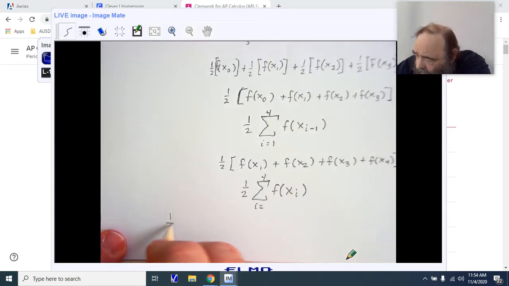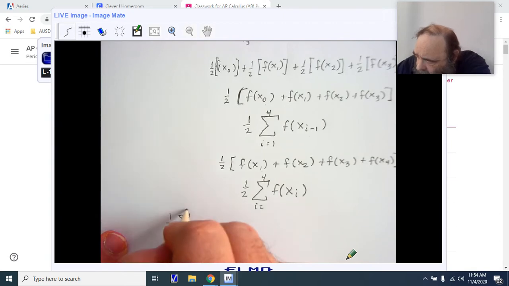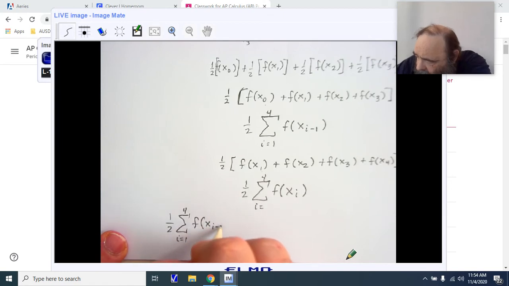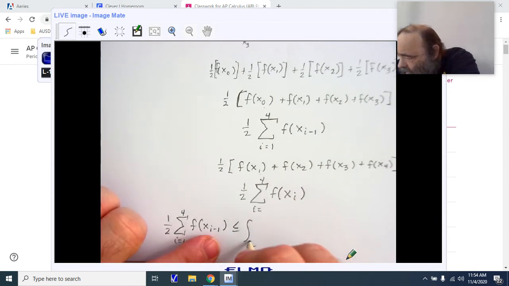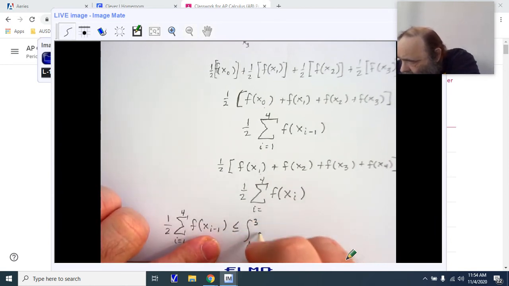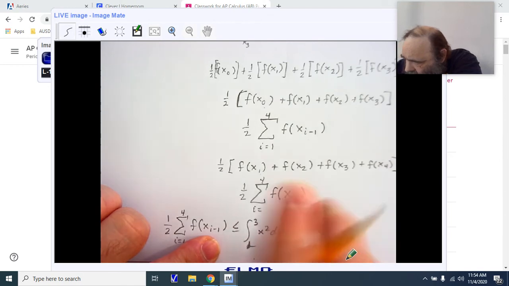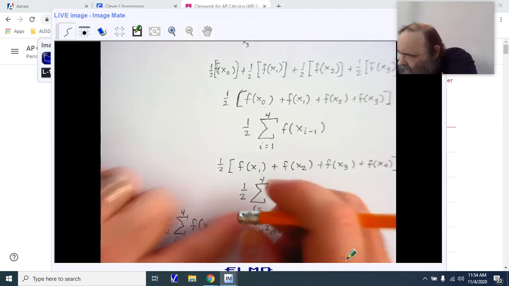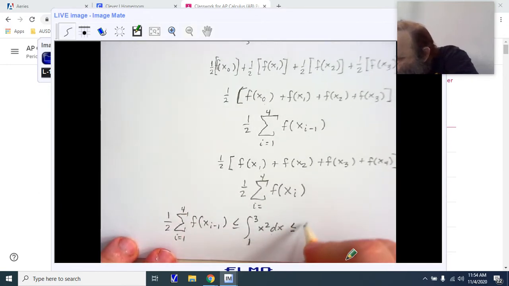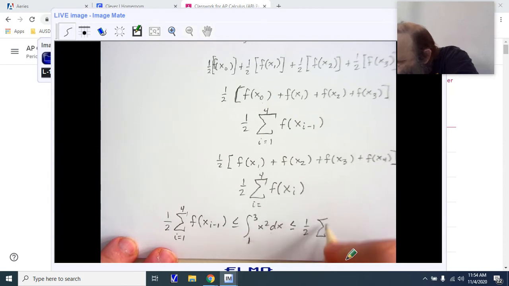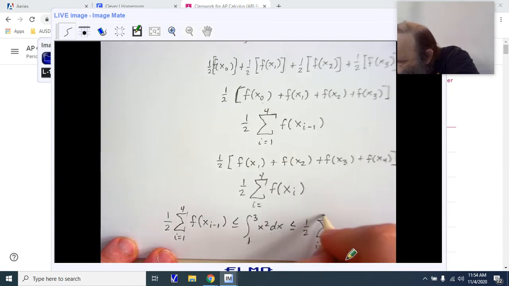Having two sums, one that is greater and one that is less. In this case, the lower sum with i minus 1 is less than the actual integration from a to b, which was 1 to 3 of x squared dx, which is less than our 1/2 summation of i equaling 1 to 4 of f of x sub i.